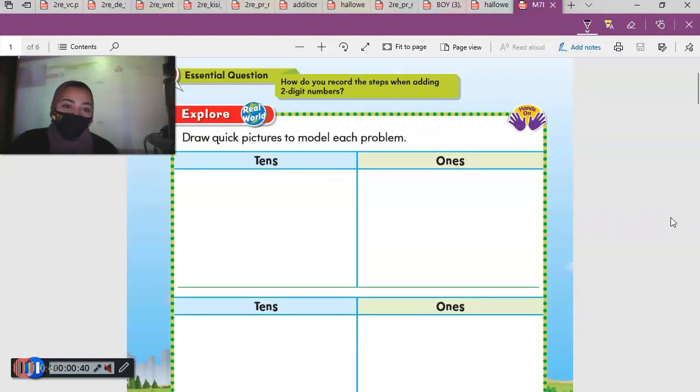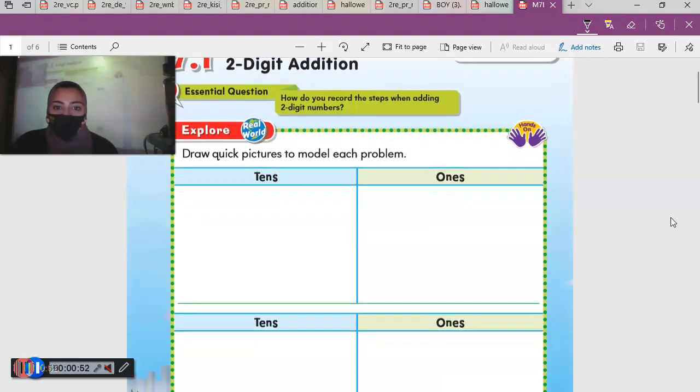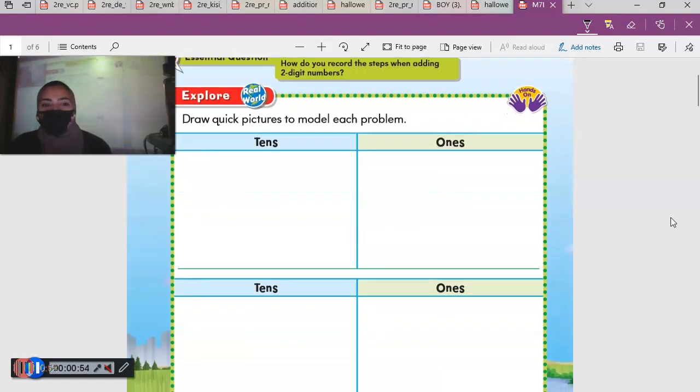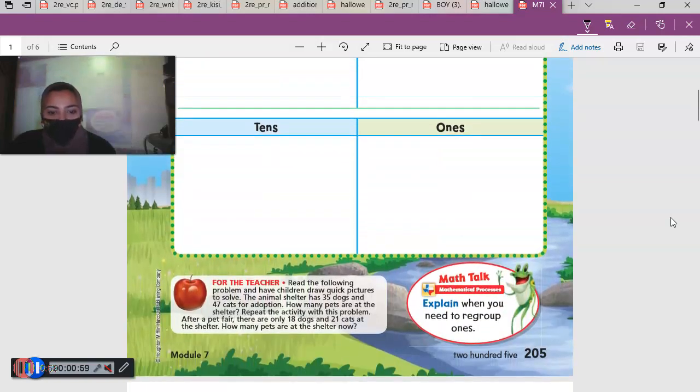All right, we may slow down. We may do like a section, take 2 days to do it, just because this isn't about finishing. This is about understanding. And I want to make sure everybody understands. Okay, how do you record the steps when adding two-digit numbers? So draw quick pictures to model each problem. The last module 6, we mostly learned how to add using blocks. In this module, we will mostly learn how to add using elevator, escalator. That's that division line that goes between the ones and the tens. So you need to start getting used to doing that.